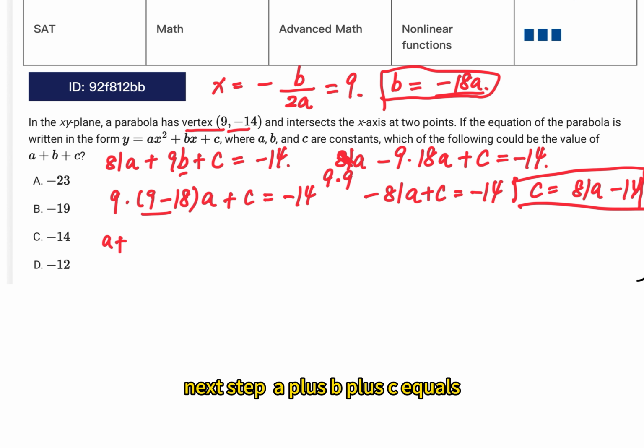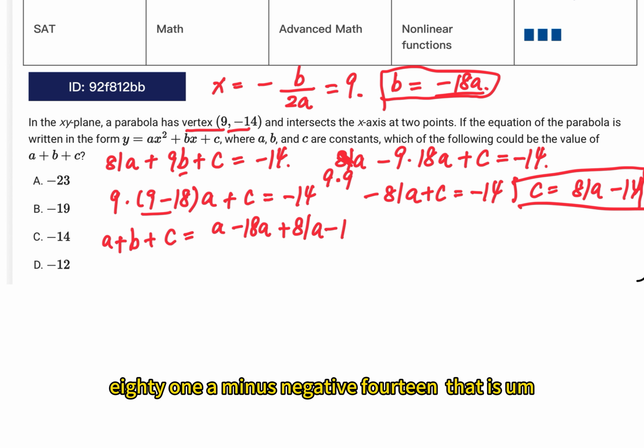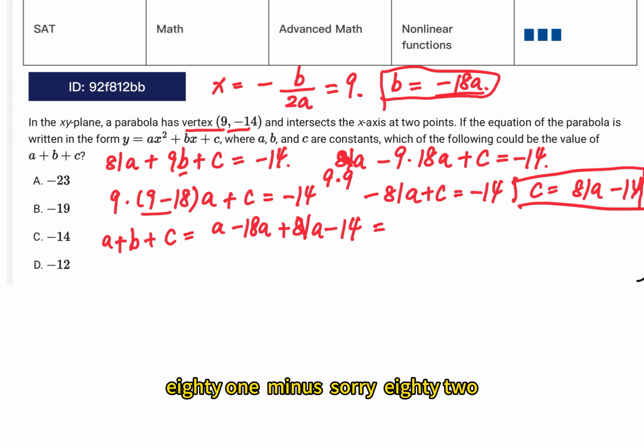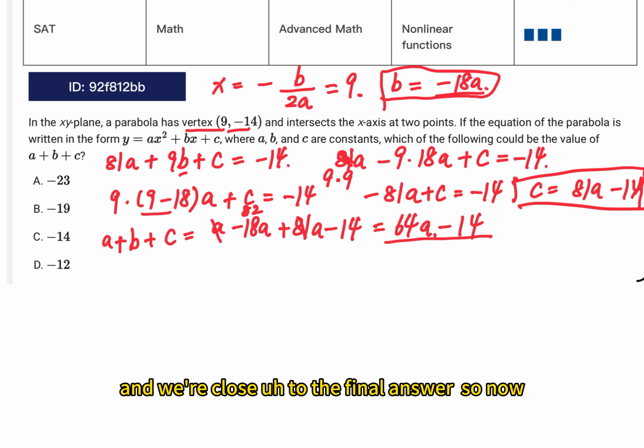So now next step, a + b + c equals, let's change b and c all into a. That is a - 18a + 81a - 14. That is 82 minus 18, that is 64a, minus 14. So we're getting here and we're close to the final answer.